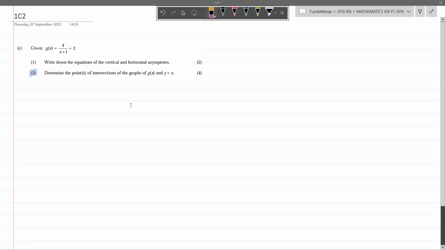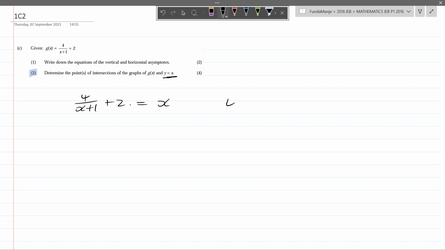The next question says determine the points of intersection of the graph of g of x with the graph y is equal to x. So here we are using a simple equation of the graph of g with the graph of, well, this graph y is equal to x. So we equate the two graphs and we get 4 over x plus 1, plus 2, is equal to x.